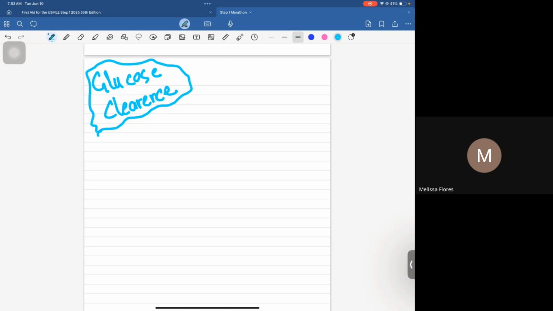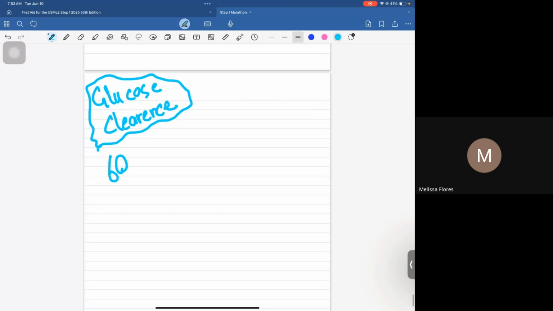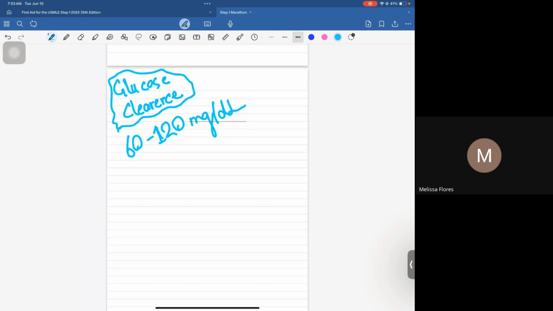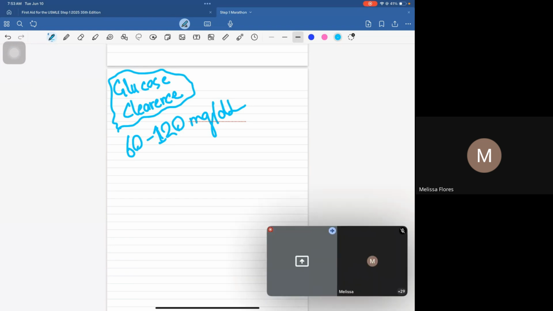First of all, the normal glucose concentration is 60 to 120 milligrams per deciliter. Now, when the concentration is this much, can someone tell me, almost all of the glucose is going to get absorbed, and what structure absorbs the glucose? What is going to absorb the glucose in the nephron?